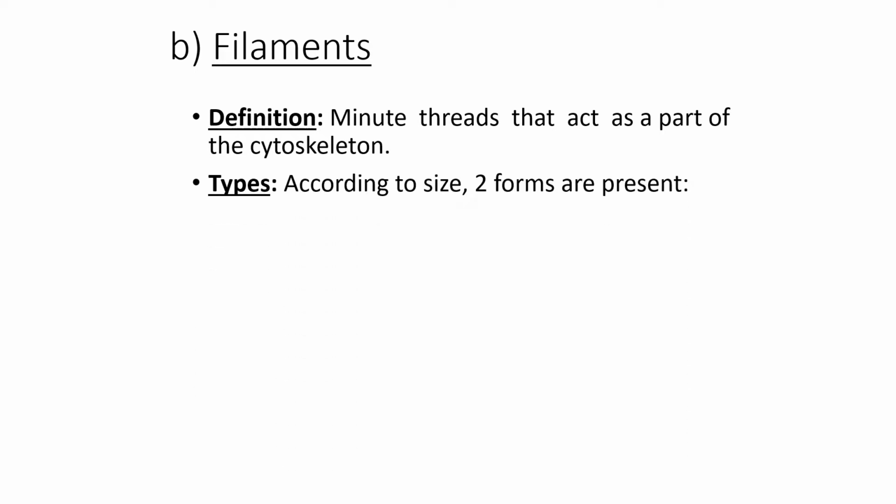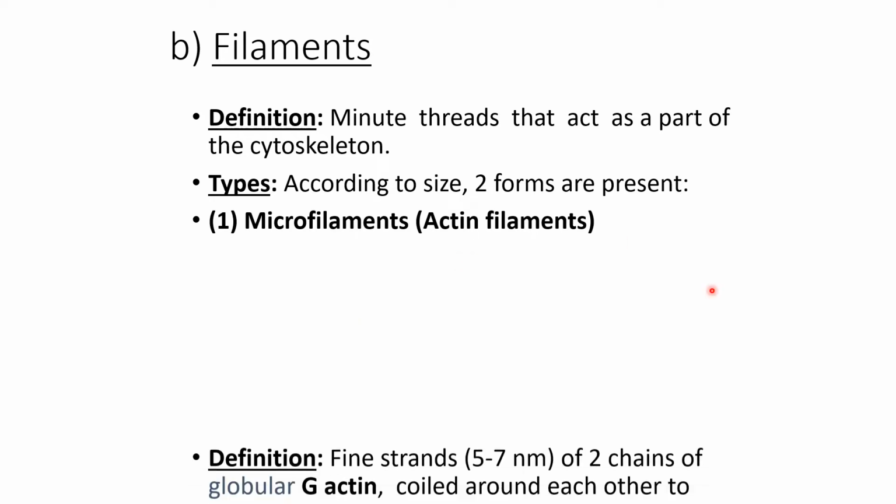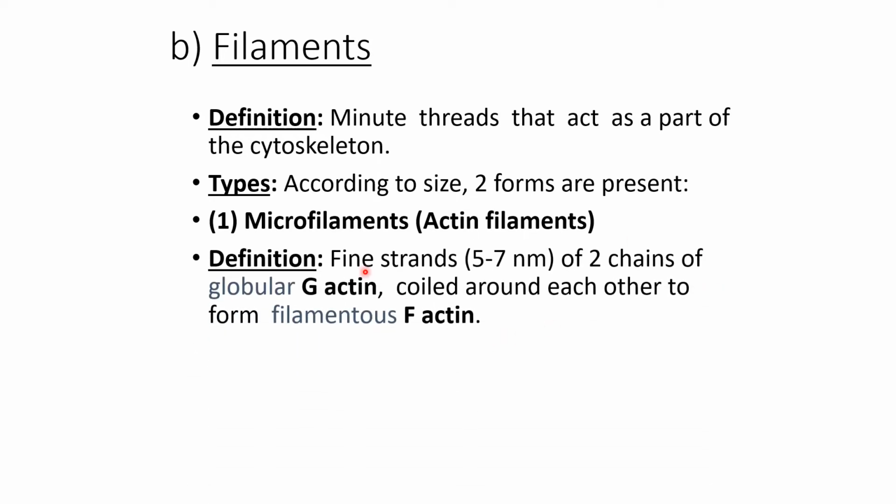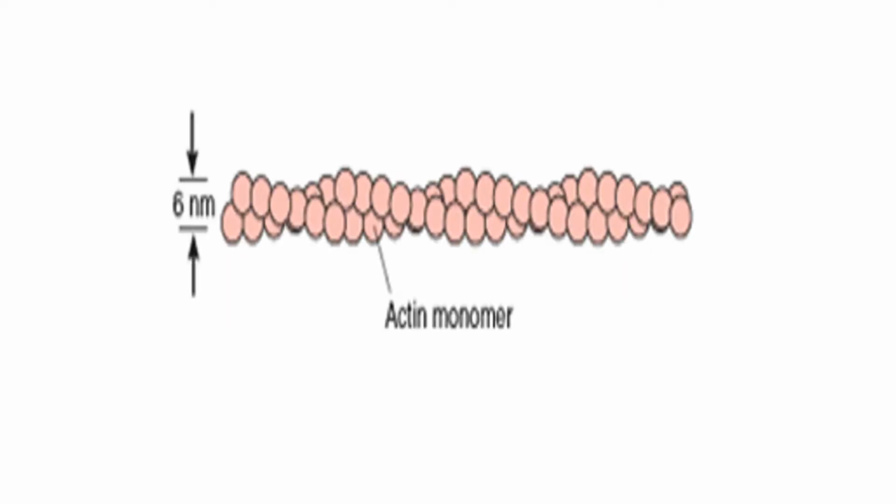There are two types according to the size of the filament. We have either microfilaments, which are the actin filaments. The microfilaments are fine threads, 5 to 7 nanometers, formed of two chains of G-actin coiled together, forming F-actin. These are G-actin joined together or coiled together, forming the F-actin.